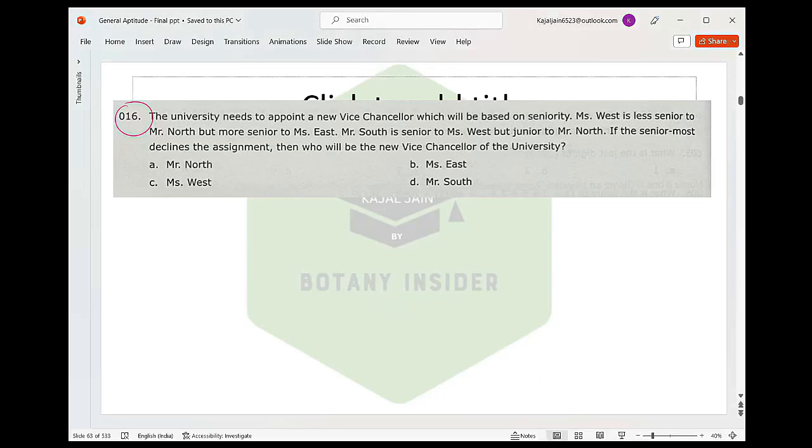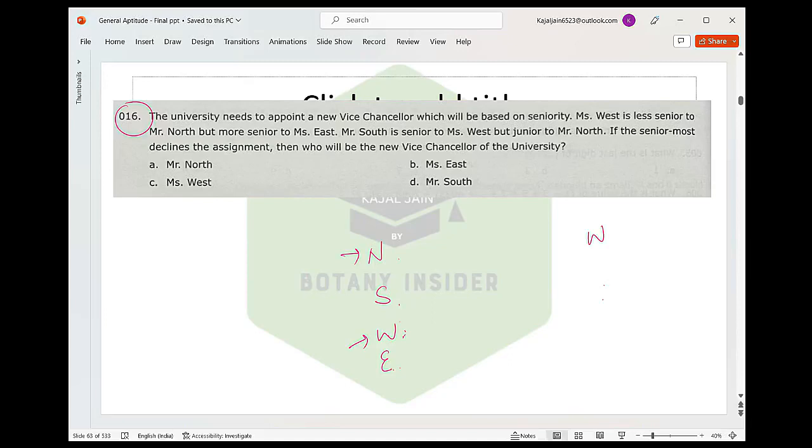The question says the university needs to appoint a vice chancellor based on seniority. Mr. West is less senior than Mr. North. So North is more senior, West is less senior, but more senior than Mr. East. So West will be above East. Then North is the most senior. Then Mr. South is senior to West, but junior to North.